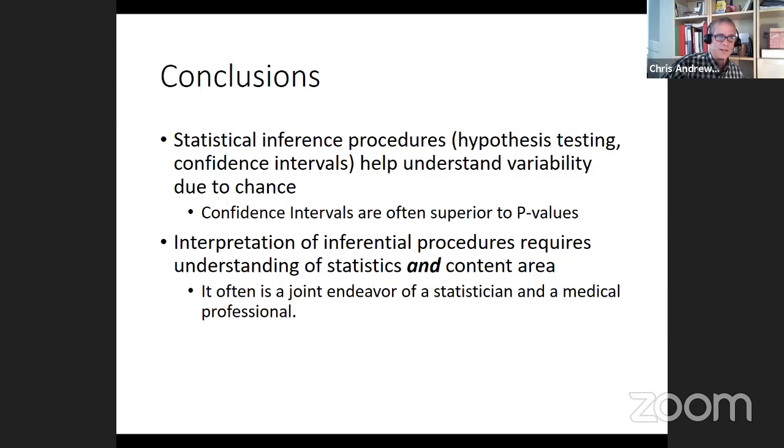But we have to keep in mind that these procedures are only measuring chance variation. There are other reasons that we might see an effect or not see an effect. Interpreting the results of the procedures requires obviously the understanding of statistics to know the effects of chance variation, but also you need to know the context. And that's where a researcher and a statistician can jointly figure out what the p-values and confidence intervals are telling us.